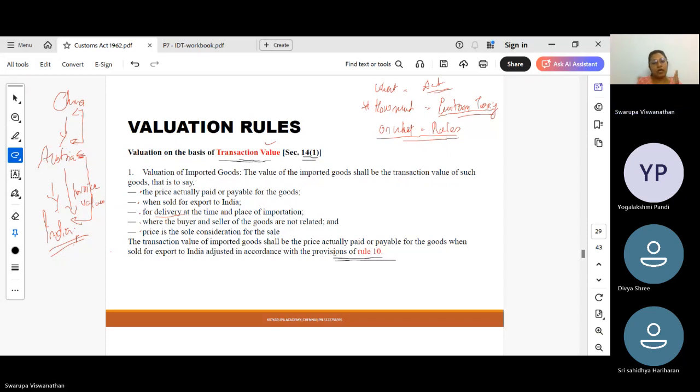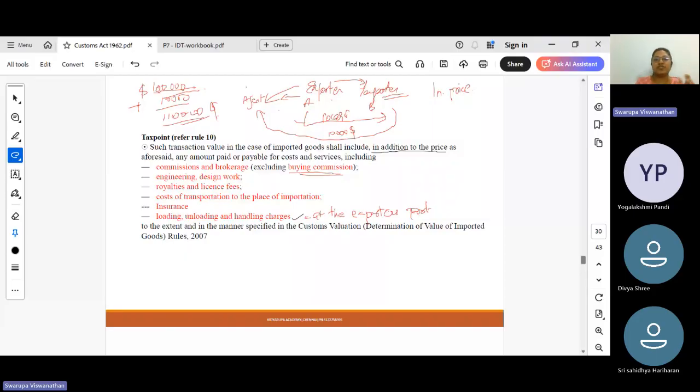Okay. Now, this transaction value will be subject to certain adjustments which are mentioned under Rule 10. So the price that is charged in the invoice will be subject to certain adjustments or certain additions. Now, what are those additions? Commission and brokerage, excluding buying commission. If there is any commission or brokerage that is paid on behalf of the exporter by the importer, then we need to add that, because these are all payments that have been made relating to the import of goods. So any payment made by the importer in relation to the import of goods should also be added with the invoice price to arrive at the transaction value or the assessable value.